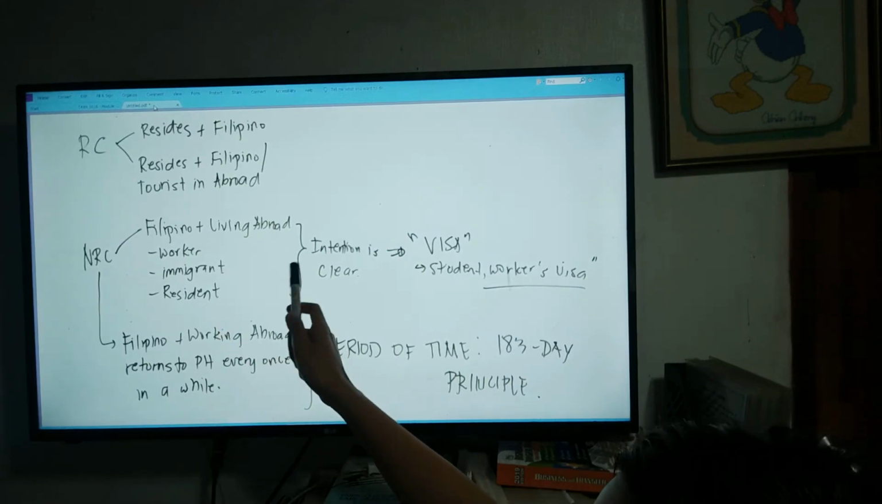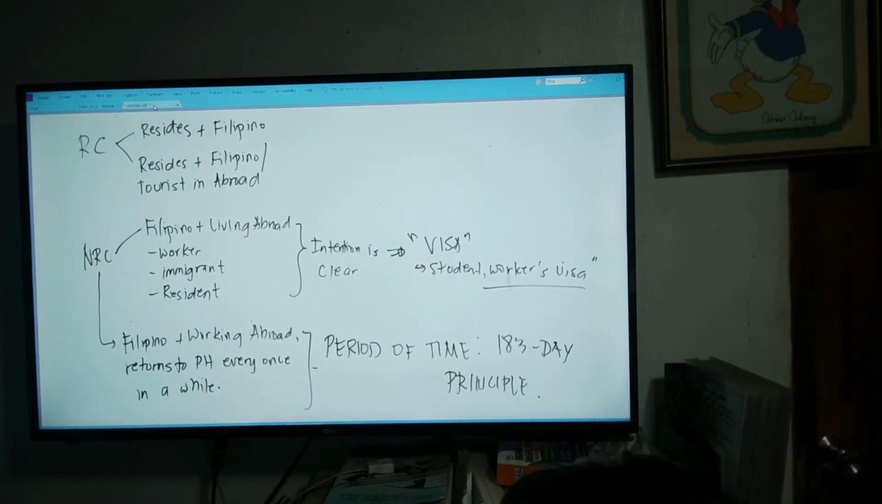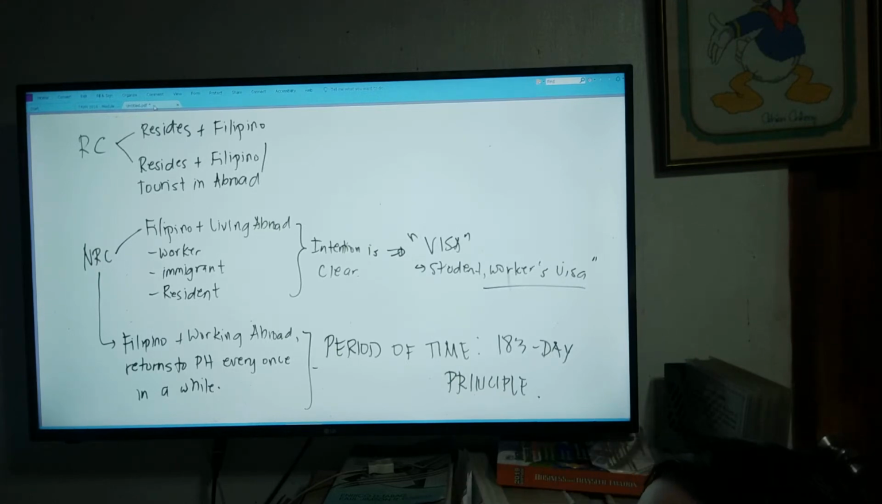However, if the intention is clear, that is to live abroad as a worker, as an immigrant, then, therefore, it is already considered, ano tawag dito? It's considered already a non-resident citizen or an NRC. So, see the difference between an RC and an NRC. Diba? RC and NRC.